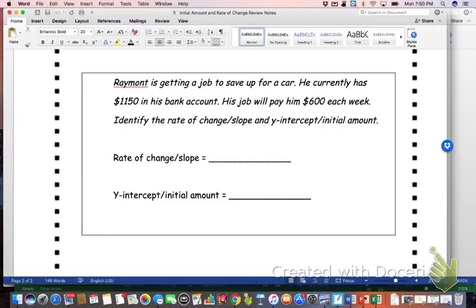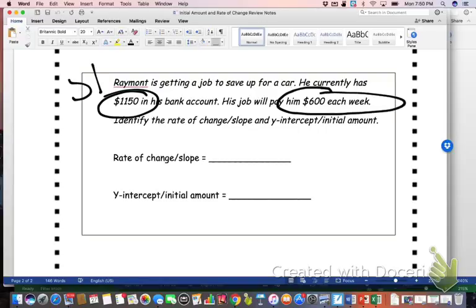Last but not least, a mathematical situation that is described verbally. And I personally think this is definitely the easiest one. So Raymond is getting a job to save up for a car. He currently has $1,150 in his bank account. His job will pay him $600 each week. So first of all, this is what he is starting with. He is starting with this $1,150.